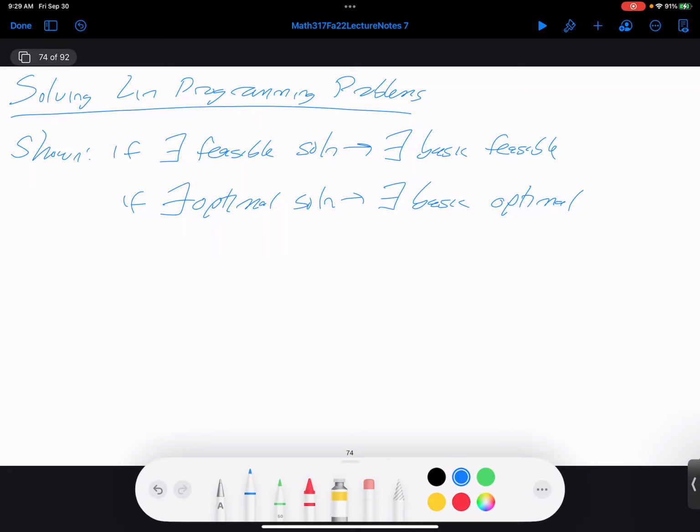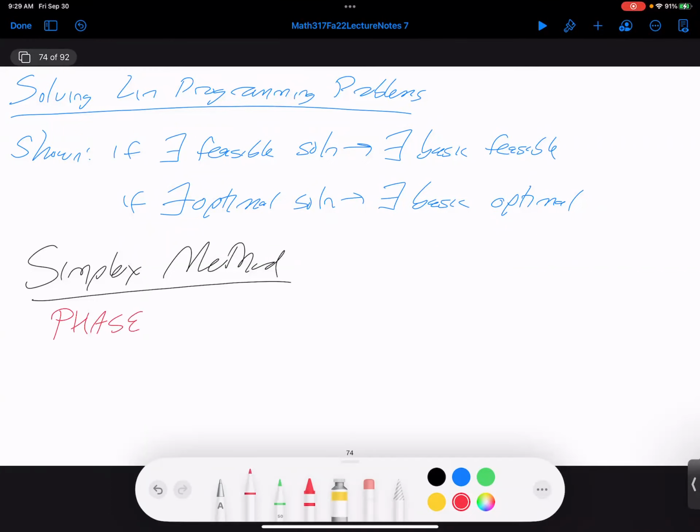So we have some basic linear programming problem that we're trying to solve. We're going to look at basic feasible solutions, and from those, we're going to look at basic optimal solutions. And we're going to use something called the simplex method. And the simplex method has two parts. Phase 1, find a basic feasible solution or show none exist.